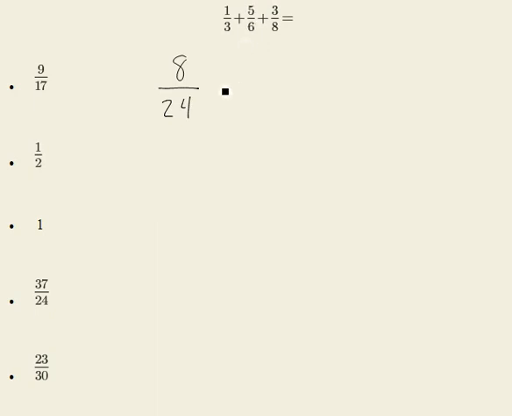For 5/6, we need to multiply top and bottom by 4, because 6 times 4 is 24, which is our common denominator. And for 3/8, we need to multiply 8 by 3. So multiply top and bottom by 3, which is 9. 3 times 3 is 9, to get our common denominator of 24.